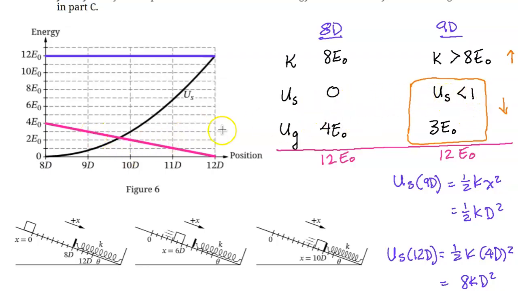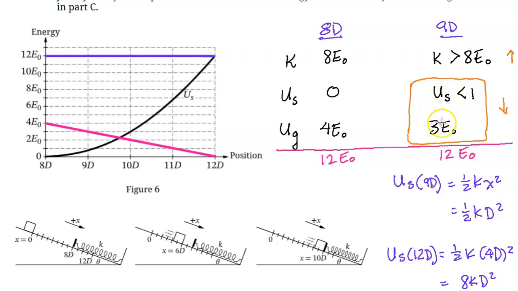And at 9D, the spring potential energy, to me, it's a little bit unclear. It looks like it's a little bit under 1 E naught, but it's not super clear. So I'm going to first assume that it's less than 1 E naught, and then mathematically, I'm going to prove that it really is less than 1 E naught. Okay, so if it's less than 1 E naught, let's think about this for a second. At position 8D, the spring potential energy plus the gravitational potential energy add up to 4 E naught. At position 9D, we have 3 E naught plus less than 1. So this is less than 4 E naught.